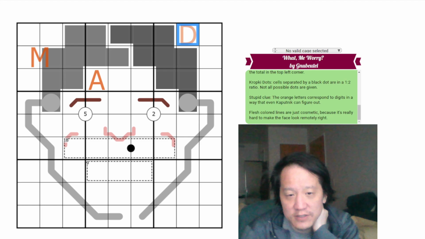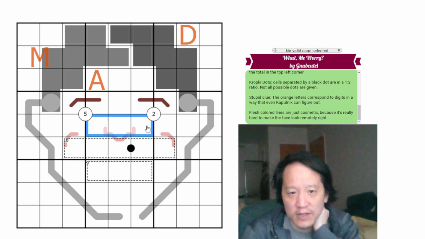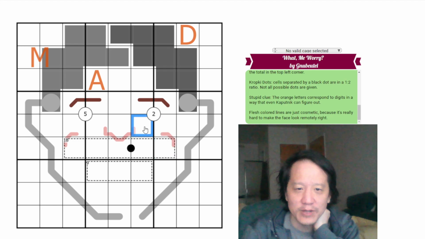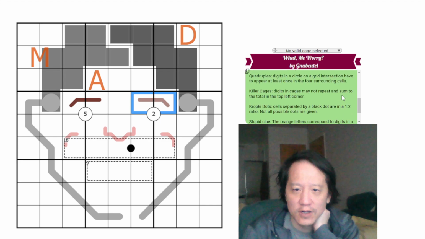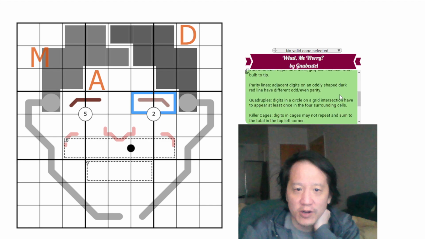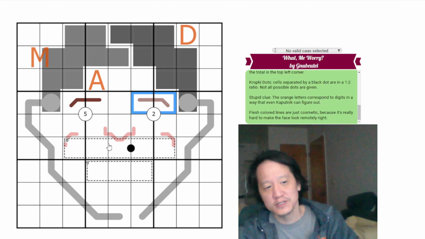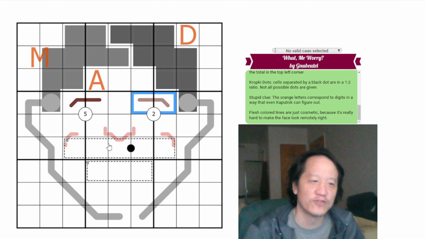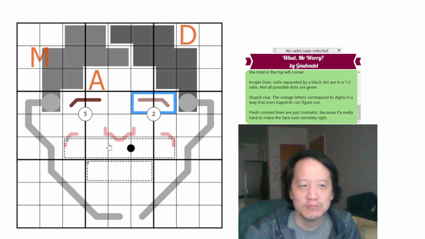Flesh colored lines are just cosmetic because it's really hard to make the face look remotely right. Okay, so these do not mean anything. So these two lines are parity lines. So it's odd and even. And those are all the rules. Seems like a pretty just for fun Sudoku. So just have fun with it. Anyways, I'm gonna try to have fun too, and I'm gonna get started. Let's go.